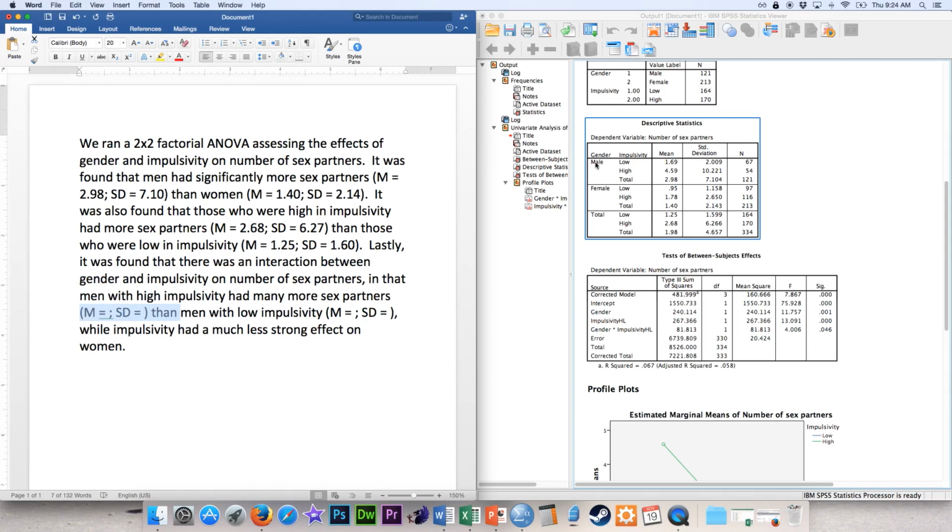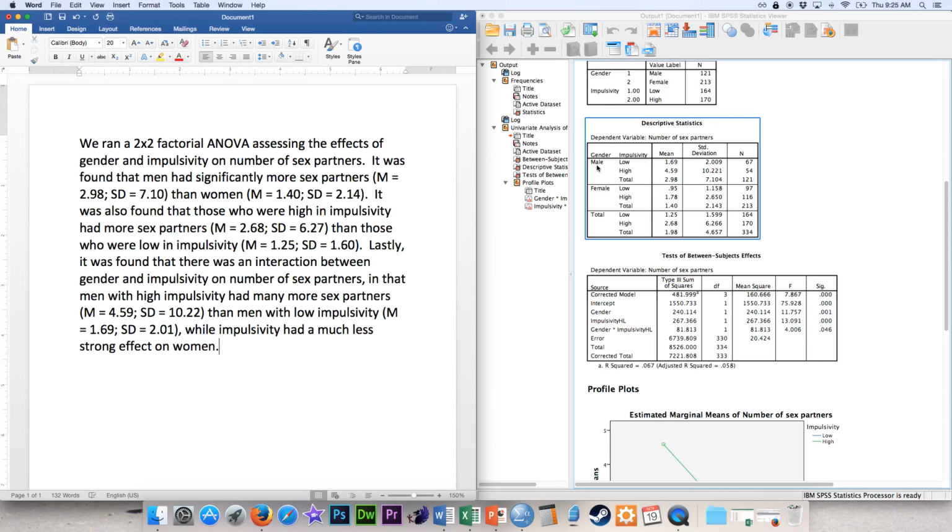So here we go, men who had high impulsivity, they had a mean of 4.59, and they had a standard deviation of 10.22, very high standard deviation, a lot of variance there. Versus men who had low impulsivity, that would be male low, 1.69, and standard deviation of 2.01. There we go. So I put in all the means and standard deviations.